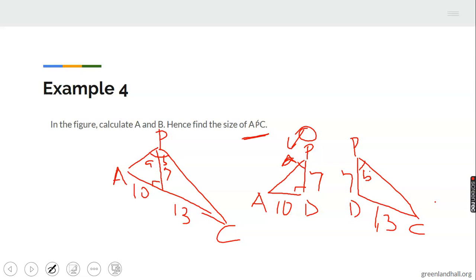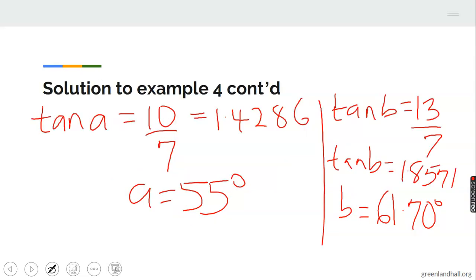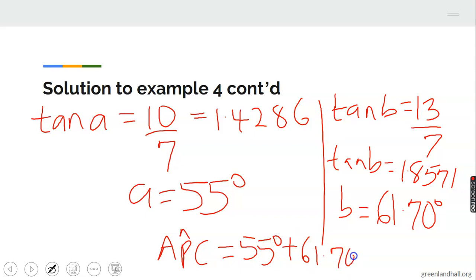Now, if you are finding the size of APC, which is on angle P, since you have P here, you have P here, that means you are adding the two angles. APC equals 55 degrees plus 61.70, which will give us 116.70 degrees. So that will be the size of APC.